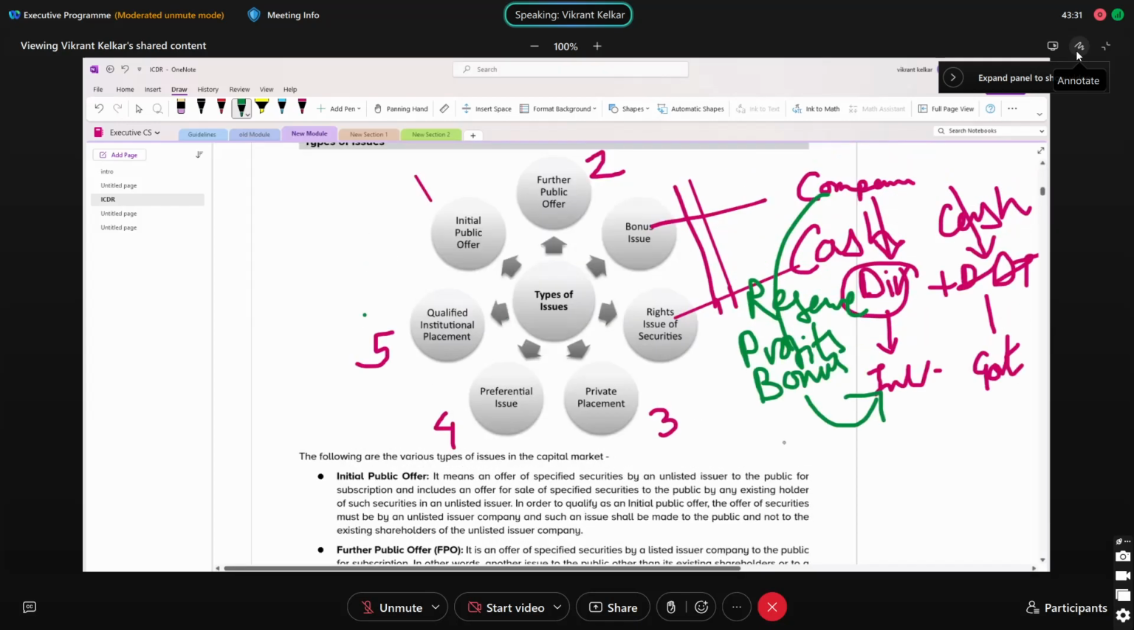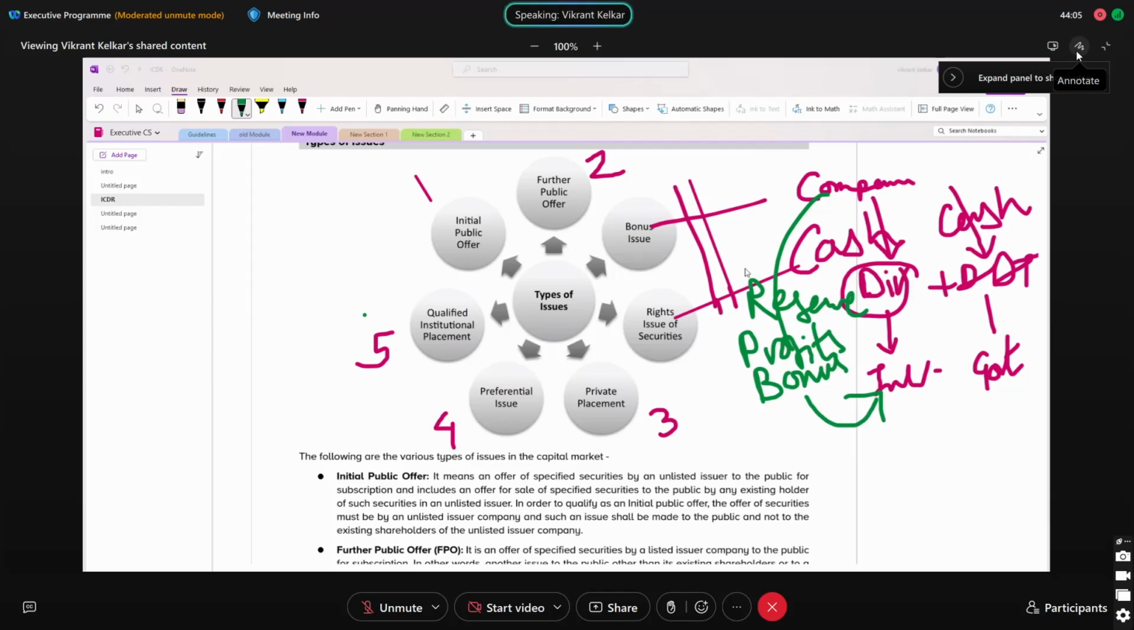Now look calmly: considering the other kinds of issues in ICDR, is bonus issue a fit scenario or situation? Answer me calmly, check out, because in other kinds of issues, for example, the first kind of issue is IPO, the other kind of issue is FPO. Do you get money here in IPO, FPO, private placement, preferential issue, QIPs? Are you going to get funds, I mean the company?